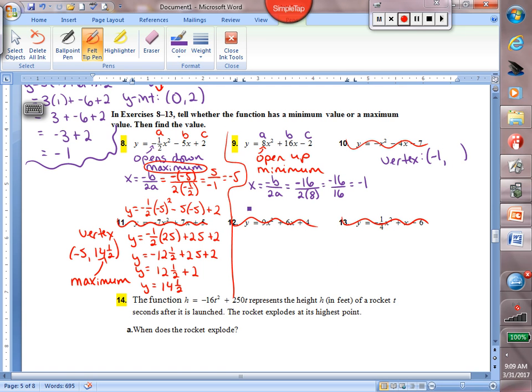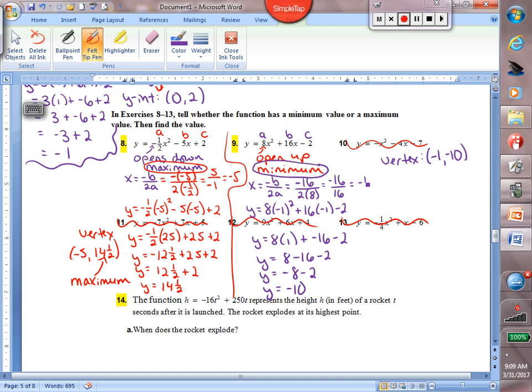To find y, we substitute negative 1 in for x into our original equation. We do some computation. We do our exponent first. And we get our y value equals negative 10. We said our graph opened up, so we're going to have a minimum, and it's always the y value at the vertex.